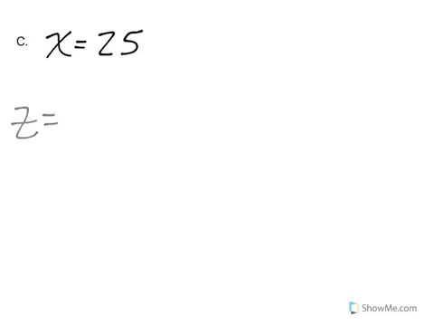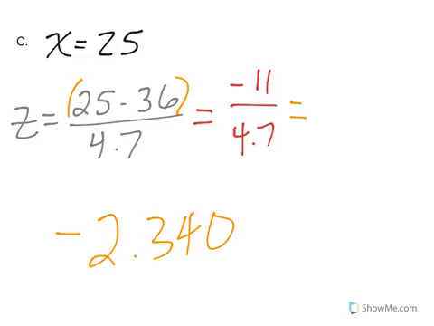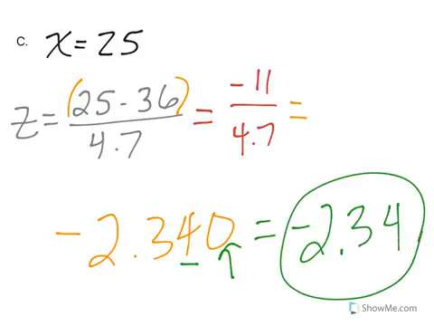All right, data value of 25. 25 minus 36 divided by 4.7. 25 minus 36 is -11 divided by my 4.7. And the calculator spits out -2.340. That's an easy one because 0 obviously rounds down, and I have -2.34.